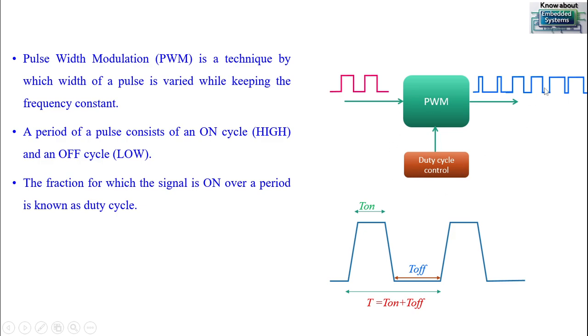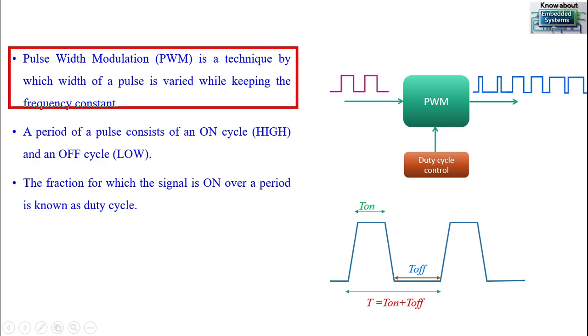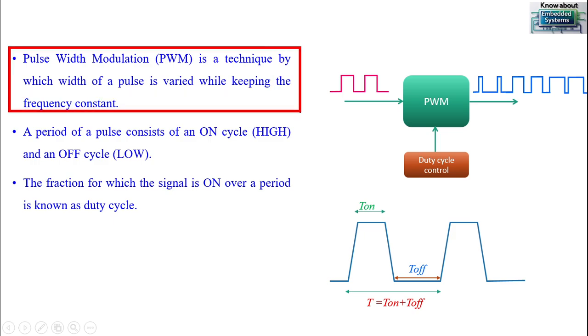The modulated signal is generated by a control circuit which is going to generate the PWM signal. So pulse width modulation is a technique where the width of the pulse will be modulated. How do you generate it? By keeping frequency constant. You just try to understand the word here: by keeping frequency constant. So we have to keep frequency constant.